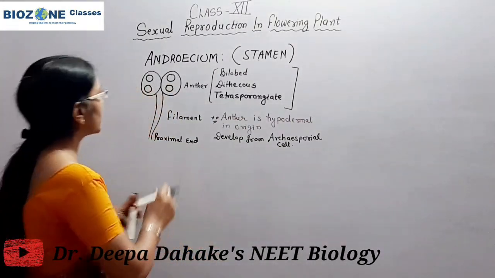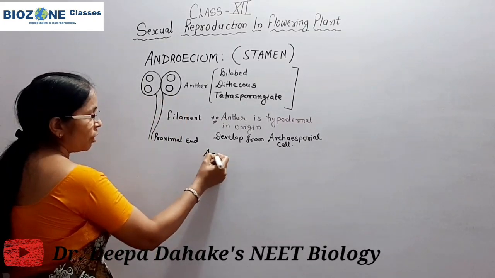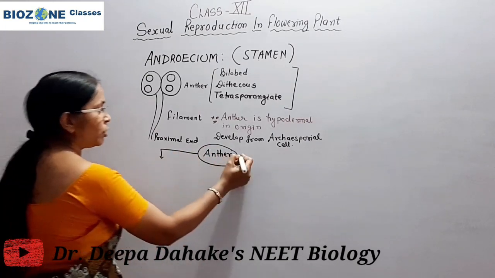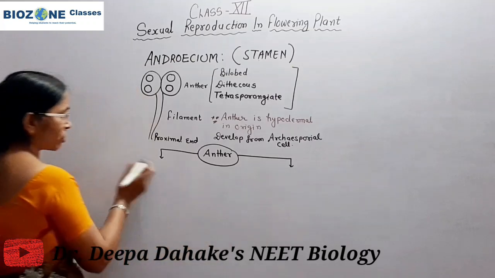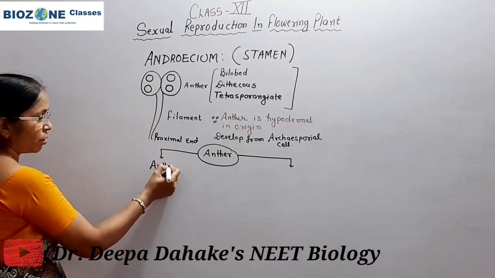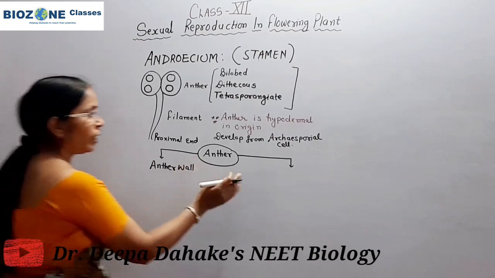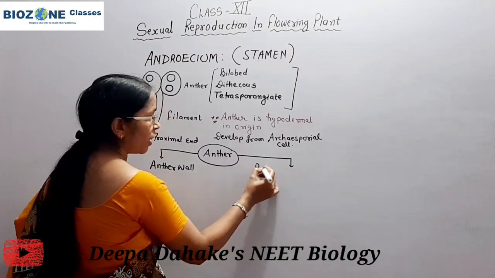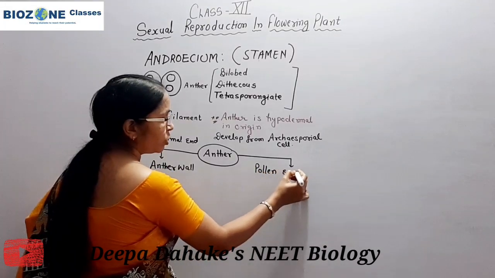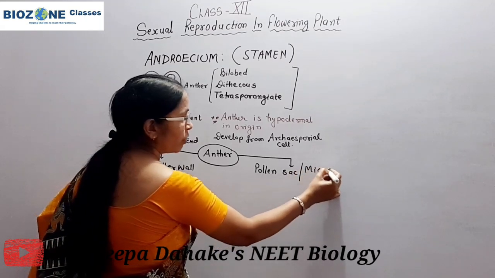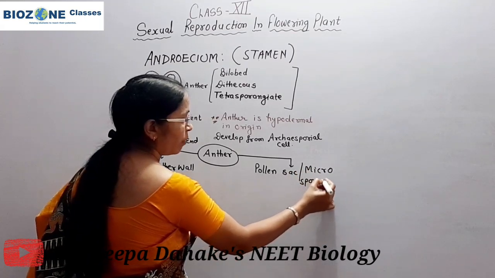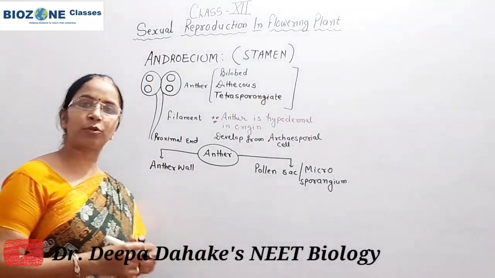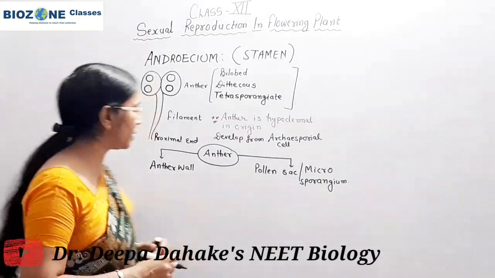Now we study the structure of anther. The anther predominantly shows two prominent structures. First we study the anther wall, and inside the anther wall, in each lobe, pollen sacs or microsporangia are present. So the anther is made up of the anther wall and microsporangium. Inside the microsporangium, the development of microspores or pollen grains takes place.